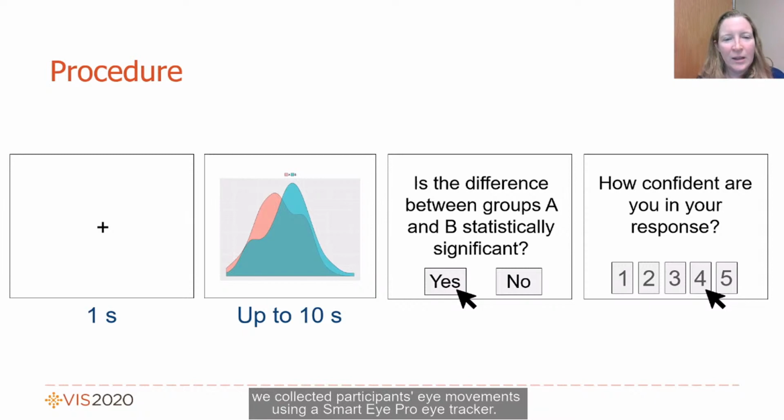So our procedure: we collected participants' eye movements using a Smart Eye Pro eye tracker. Each trial began with a 1-second fixation cross, followed by the visualization being presented for up to 10 seconds. When they advanced, they answered two questions. First being, is the difference between groups A and B statistically significant? And they clicked yes or no. And then, how confident are you in your response? And they clicked an answer on a Likert scale from 1 to 5, where 1 was not confident at all and 5 was very confident.